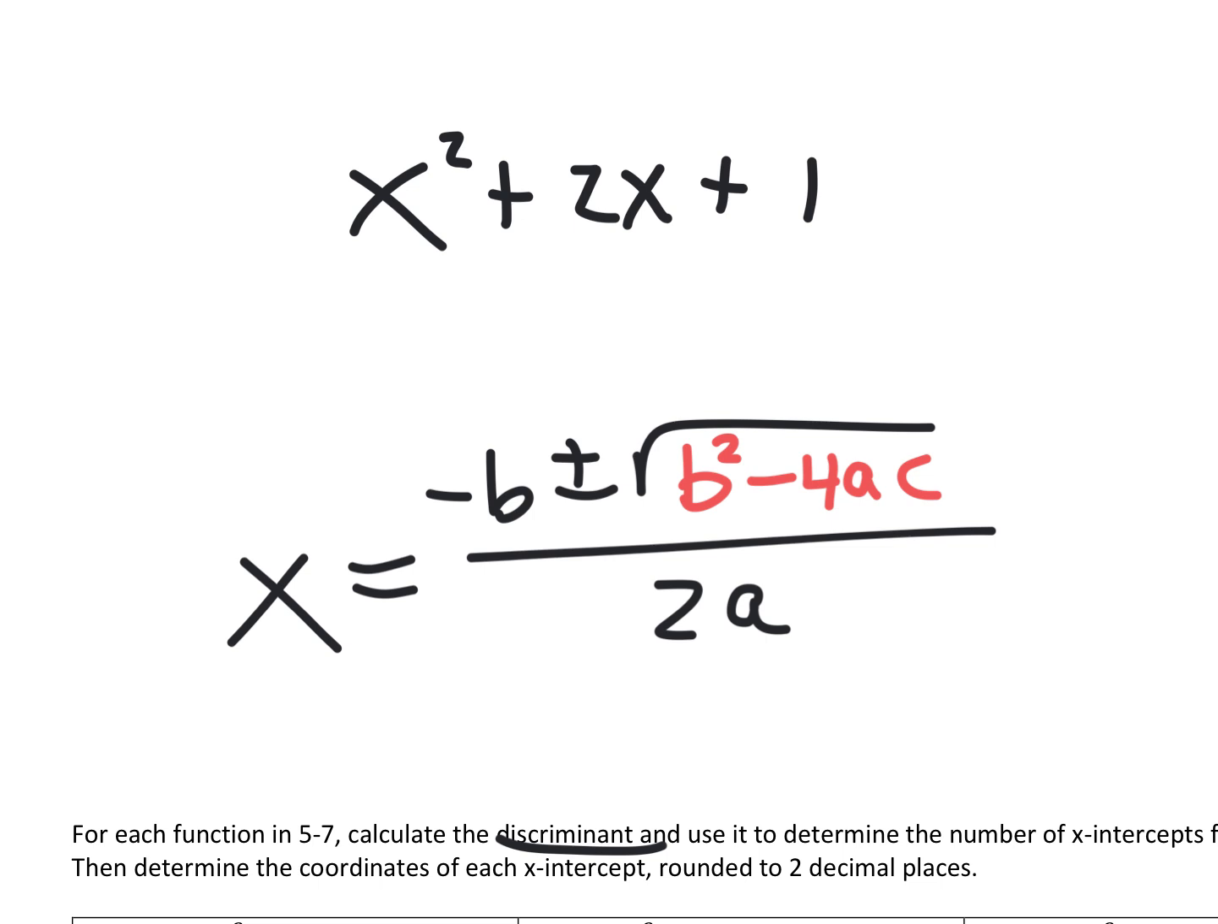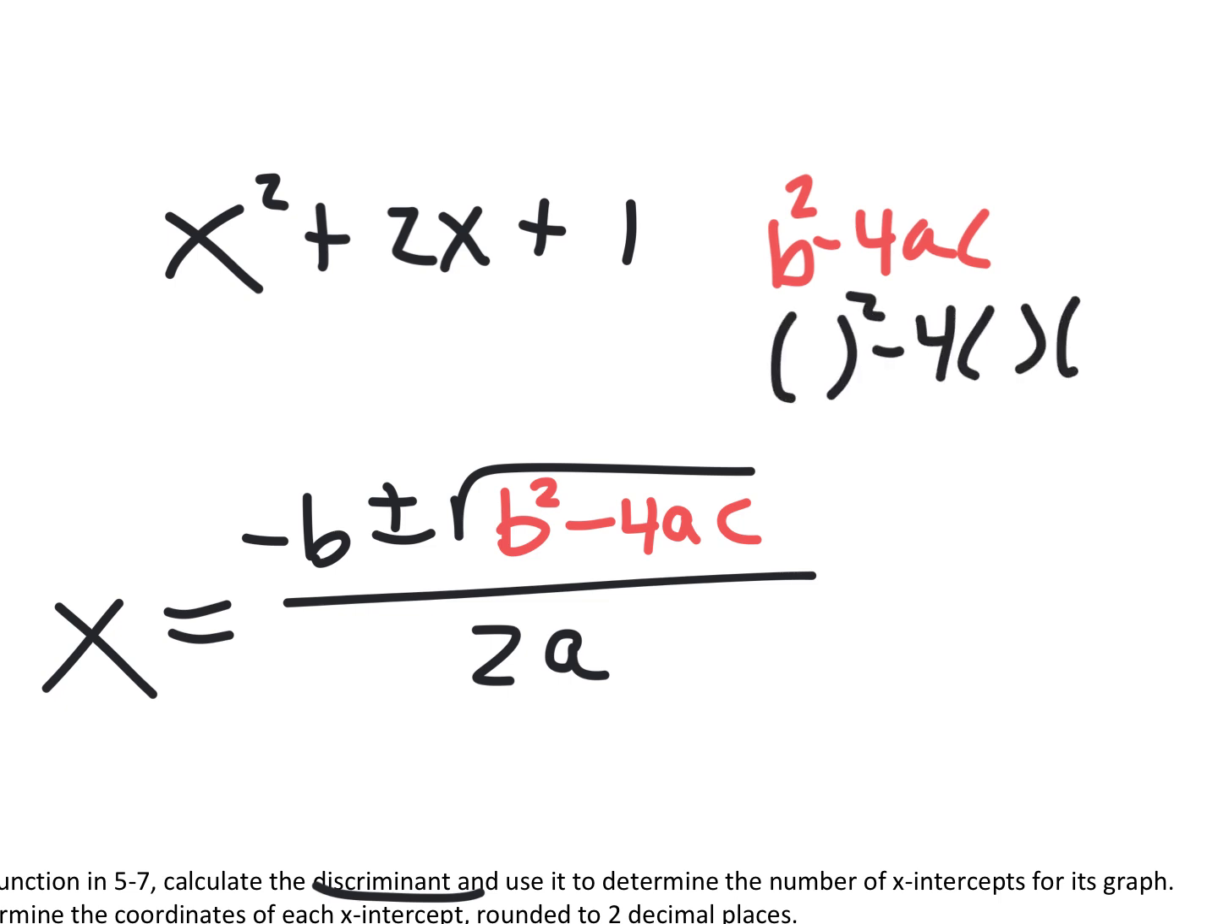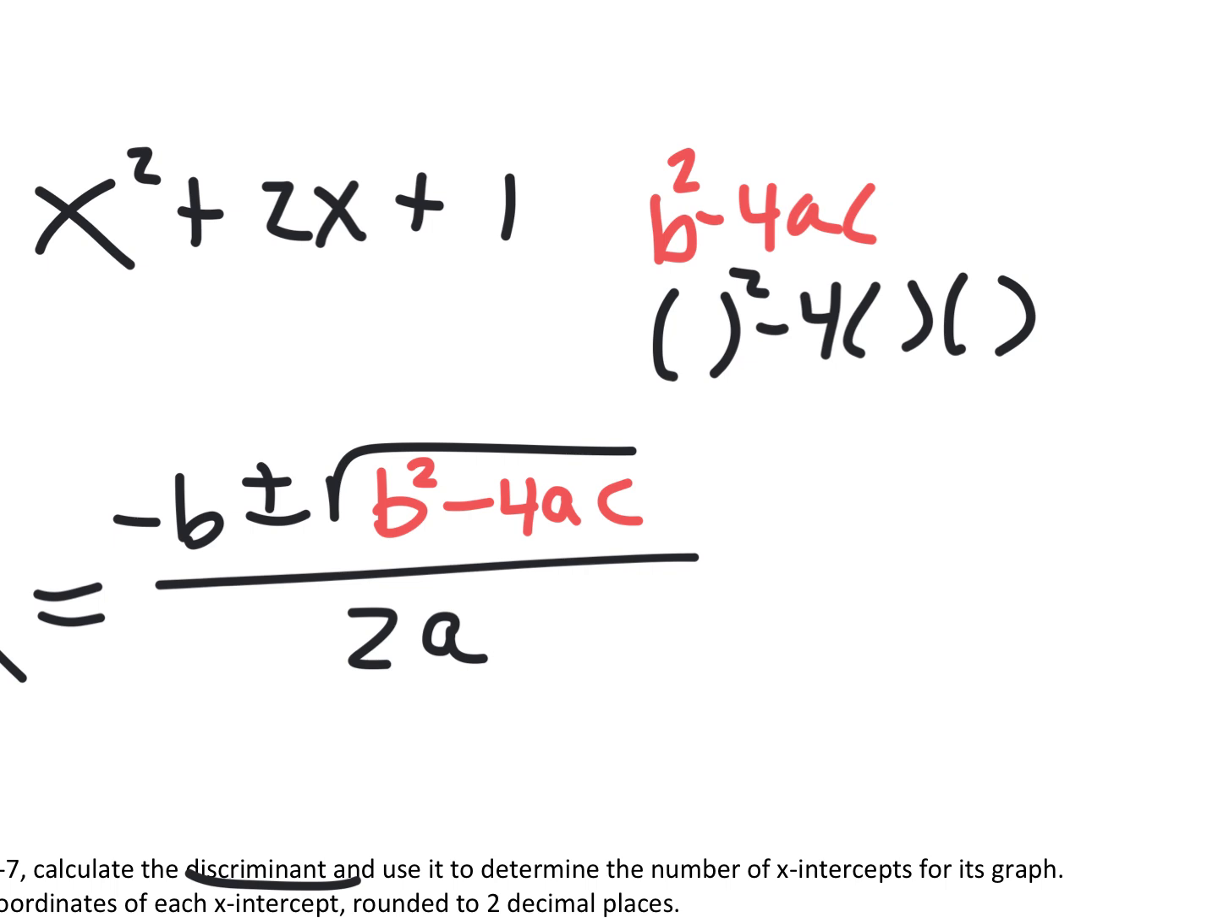All right, so here's this process. You go, okay, they asked for discriminant. I'm doing b squared minus 4ac. I'm going to stick in parentheses wherever there was variables. And I'm going to stick in b was 2. A was 1. C was 1. 2 squared is 4 minus 4. Huh, what's that equal to? 0.